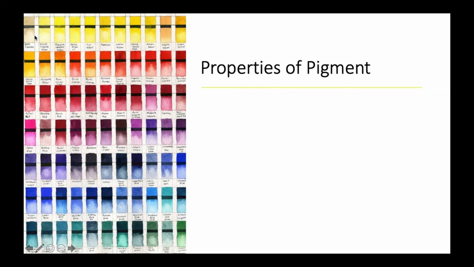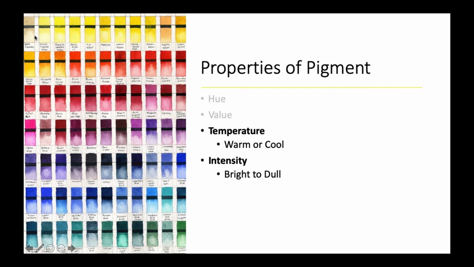So, a reminder of the properties of pigment that we've been discussing, the overview of the course. We've discussed hue, which is a color name, and value, which is the measure of light to dark. This time we're going to really focus on temperature, which is a measure of whether a color is warm or cool, and intensity, which is a measure of whether a color is bright to dull along that spectrum. In future lessons, we're going to talk about transparency and staining qualities. That'll be lesson 5, and then finally granulation.